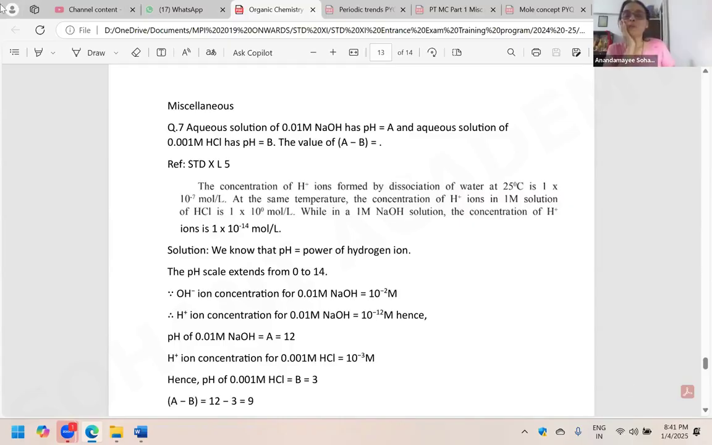Let us read the information again. Concentration of H plus ions formed by dissociation of water, okay, is 1 into 10 raised to minus 7 moles per liter. H plus ion, okay. 1 मोल वॉटर जर का आपण डिसोसिएट केलं तर H प्लस आयन्स त्याच्यामध्ये किती येतील? 10 raised to minus 7 H plus ions मिळतील आपल्याला. At the same temperature, concentration of H plus ions in 1 molar solution of HCl is 0 moles because it is completely ionized. ज्याच्यामध्ये 0 H plus ions असतात.